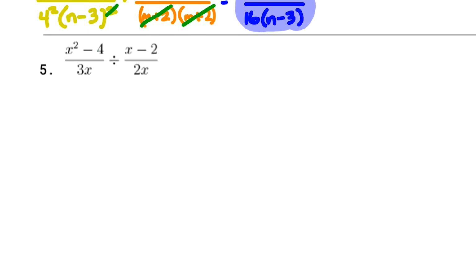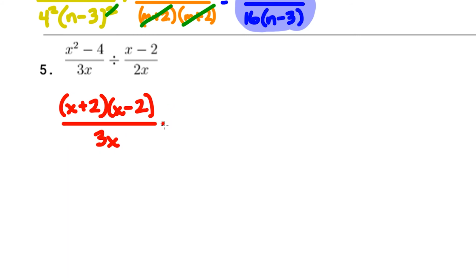All right, this next one here, I'm going to factor out the x squared minus 4 to be x plus 2 and x minus 2 here. Dividing this by 3x. Now, it's a division, so what we're going to do is flip that sign to be multiplication, and then we're going to flip this fraction over here as well.